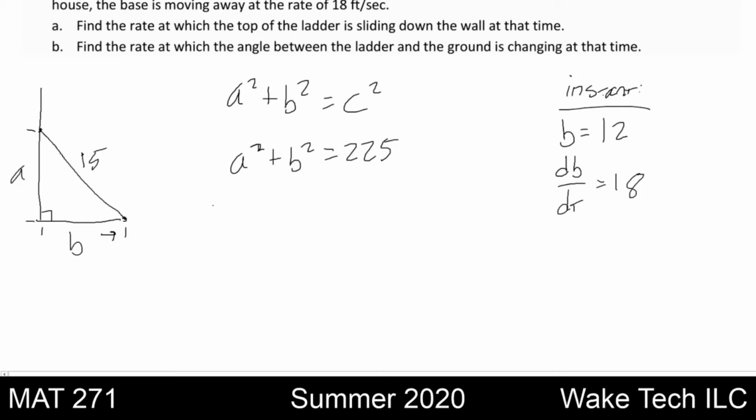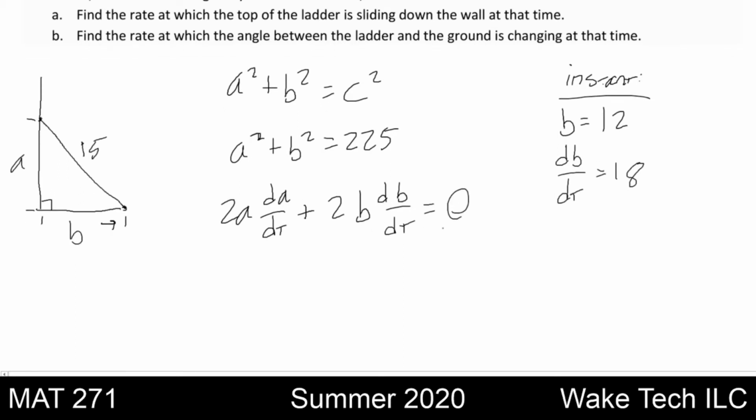In other words, dA, when I take the derivative of this equation, I'll end up with 2a dA/dt. Notice that whenever I take the derivative of a variable, I multiply by d variable/dt. And then the same thing for b here, 2b dB/dt equals the derivative of 225. 225 is a constant, so it's equal to 0.